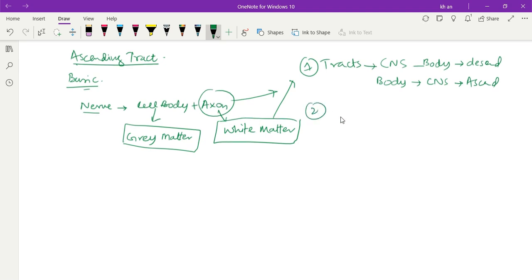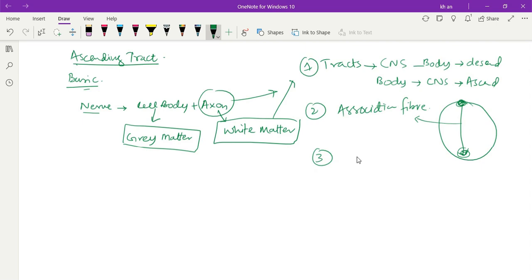The second thing is association fibers. Basically, this is a brain. This is the anterior portion of the brain, and this is the posterior portion of the brain. The anterior portion of the brain is linked with the posterior portion of the brain through association fibers. So knowledge from here is shared with here through the association fibers.